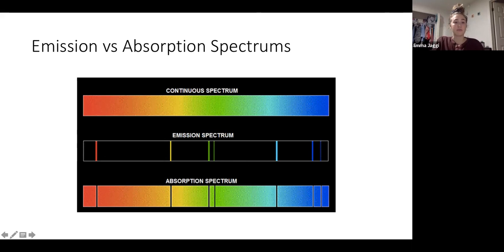And in an absorption spectrum, you'll see these lines are where it's absorbing. So it's pretty easy to tell the difference between the two. These black lines are absorbing, the rest of it is what's being emitted. And then the same with the emission spectrum right here. This black is absorption, and its emission is these colorful lines here.